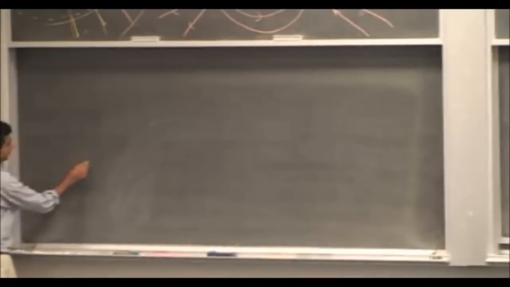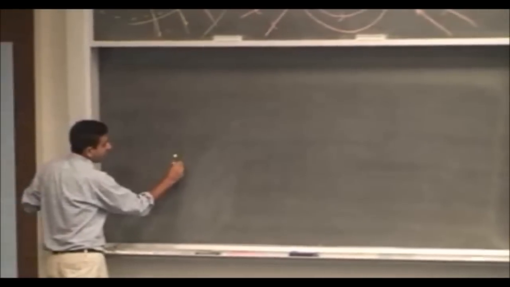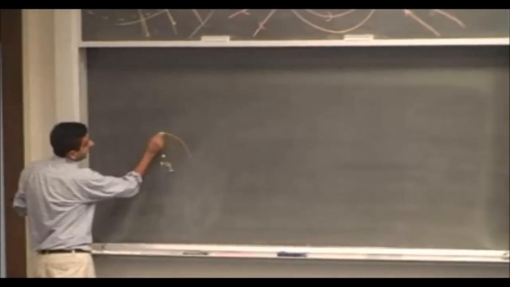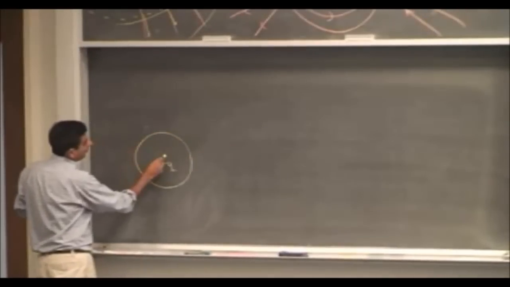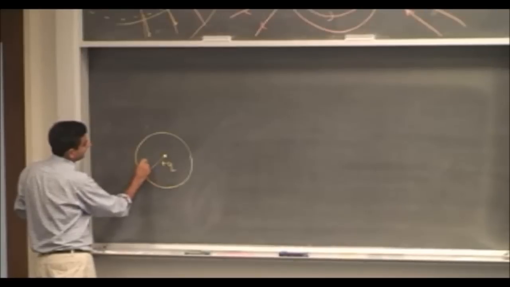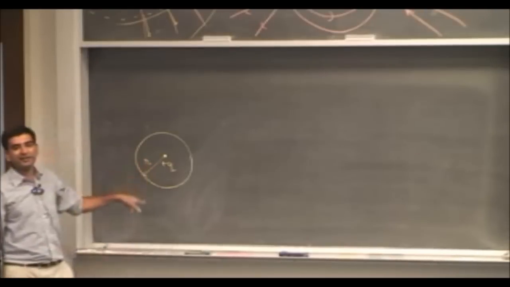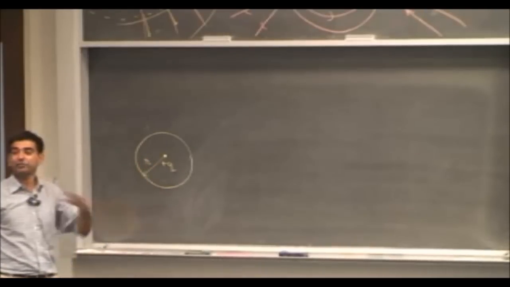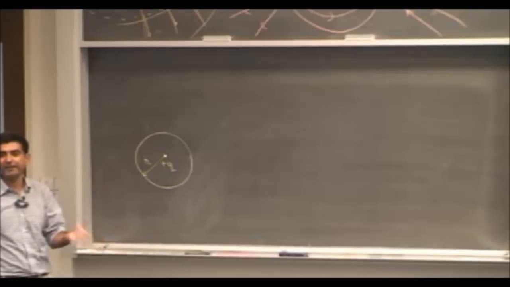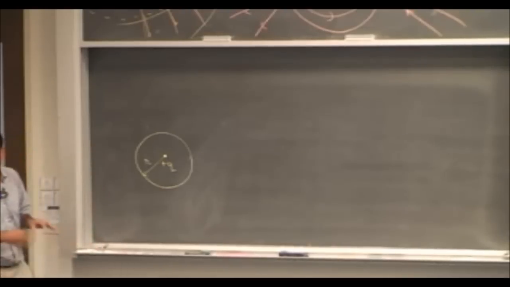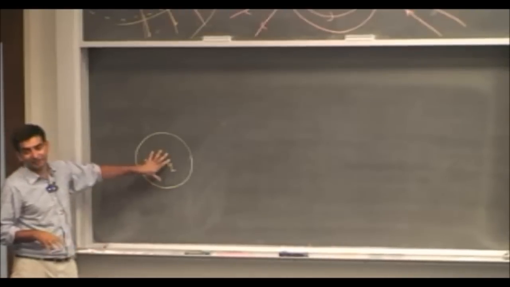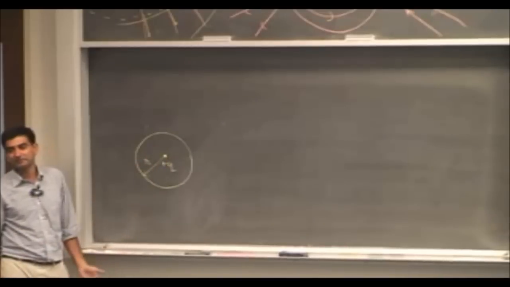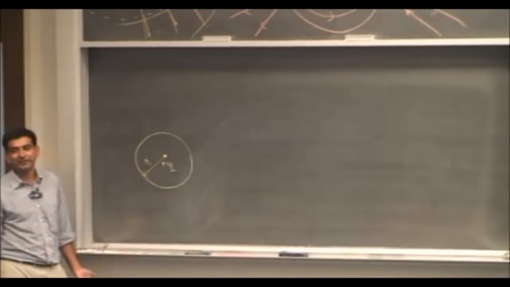Suppose I have a point charge. I have a point charge plus q. I have a sphere of radius r. I know what the flux through this Gaussian sphere is, right? It's q over epsilon naught. It's the charge inside this sphere divided by epsilon naught. It's independent of the radius.